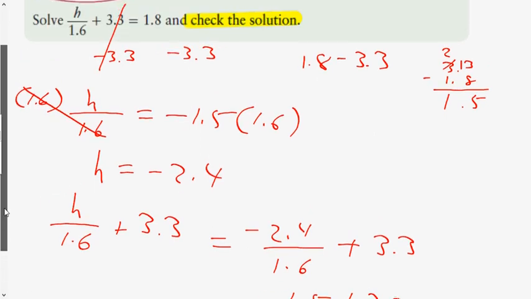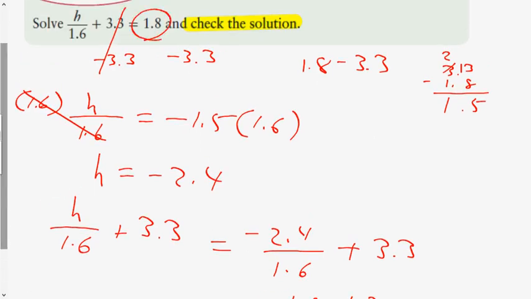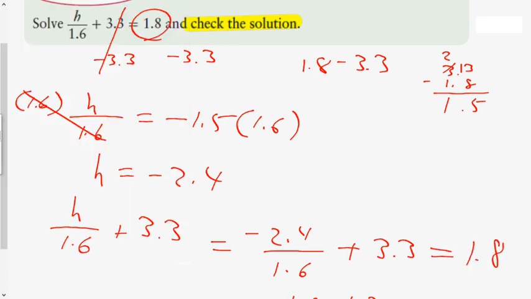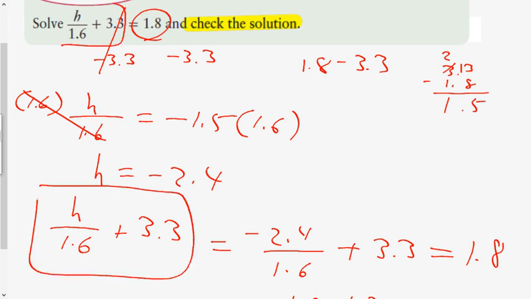It should equal 1.8, correct? It should equal 1.8, and it does. So therefore, when I take this expression, which is what this side was, and I substitute the h value, and I simplify it using BEDMAS, I must get the other side of my equation, and I do. So then, because I do, I know that my h value is correct.